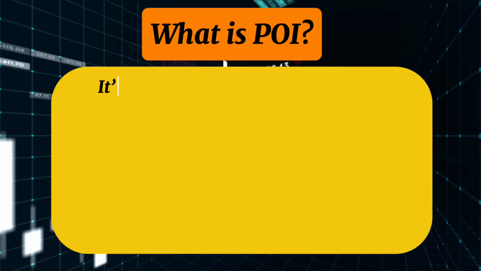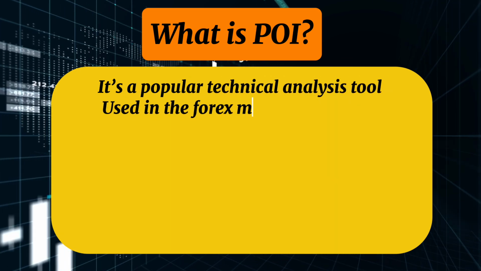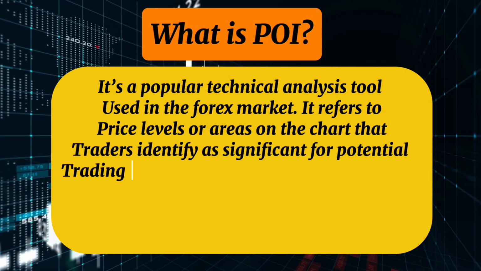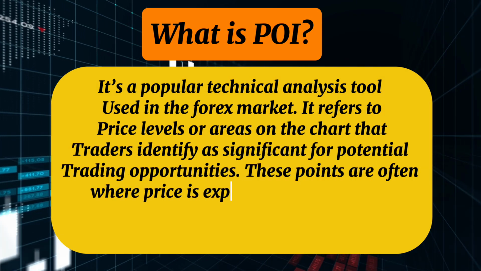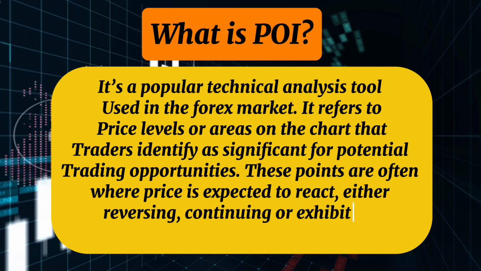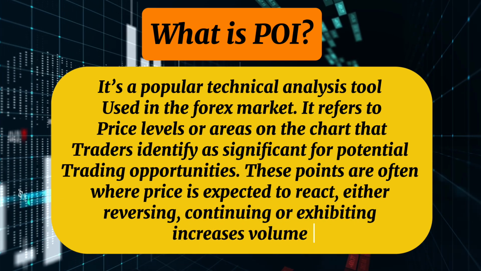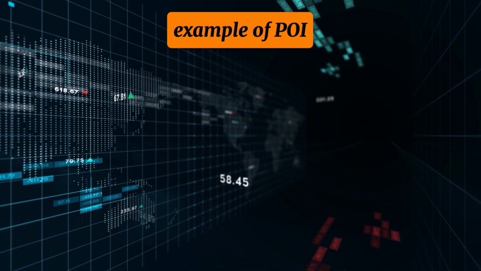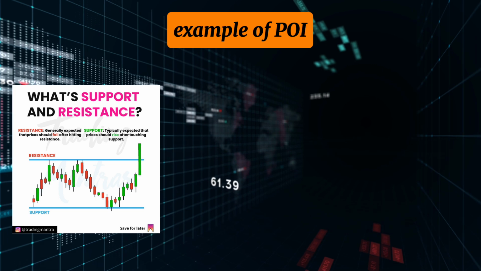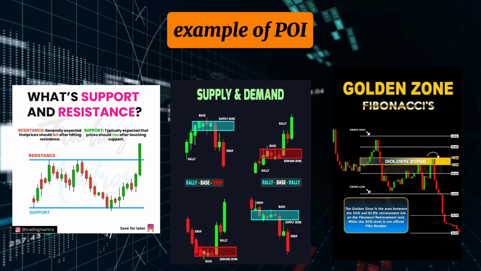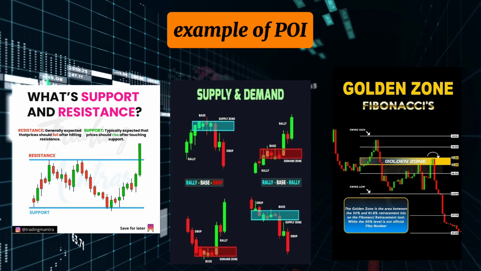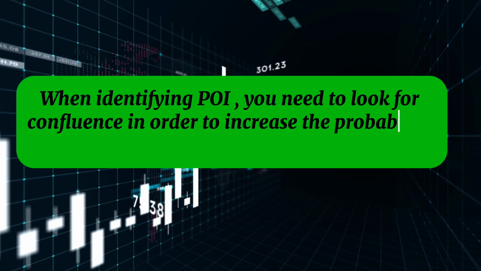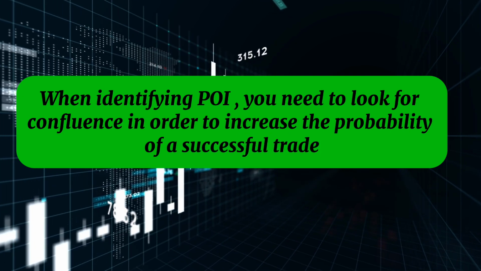POI is a popular technical analysis tool used in the forex market. It refers to price levels or areas in the chart that traders identify as significant for potential trading opportunities. These points are often where prices are expected to reverse or react, continuing or exhibiting an increase in volatility. Examples of POI are support and resistance, supply and demand, Fibonacci levels, psychological levels, trend lines, and candlestick patterns. When identifying POI, you need to look for confluence in order to increase the probability of a successful trade.